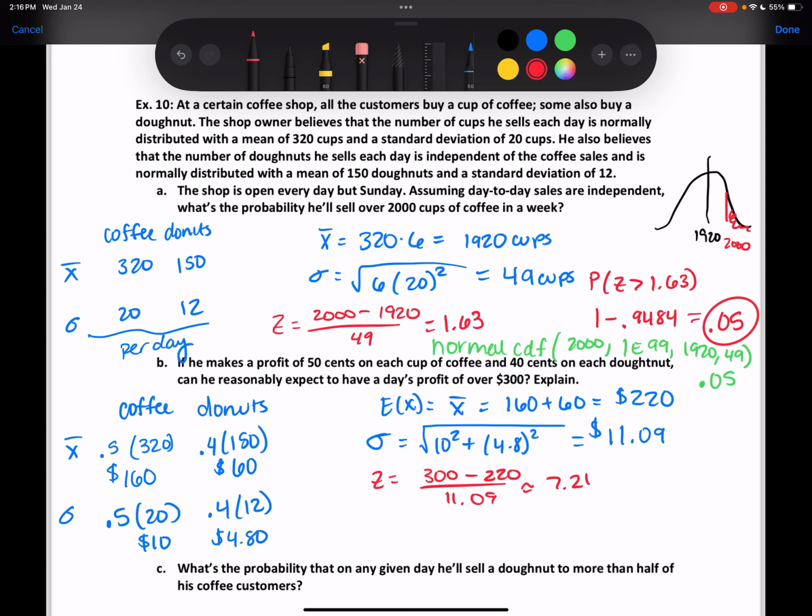Now, this still showed the left side, but what do I need for this one? The right side. So the probability of z being greater than 7.2 is 1 minus 1, which is 0. So it's very unlikely for him to make a profit over $300.